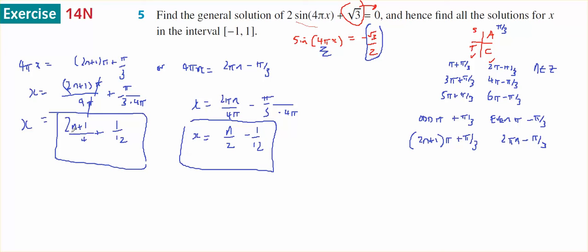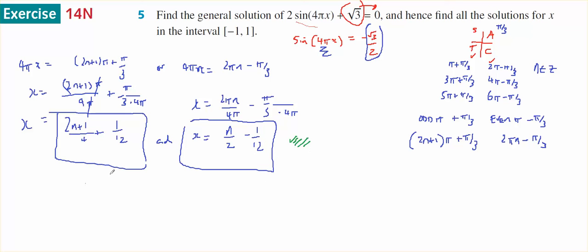x will equal 2n plus 1 on 4 plus 1/12, and x equals n on 2 minus 1/12. Okay, so that's the general solutions done. Remember, there are many general solutions that you can come up with. Even if the book puts this together under the one denominator, that doesn't make it any more correct than yours.